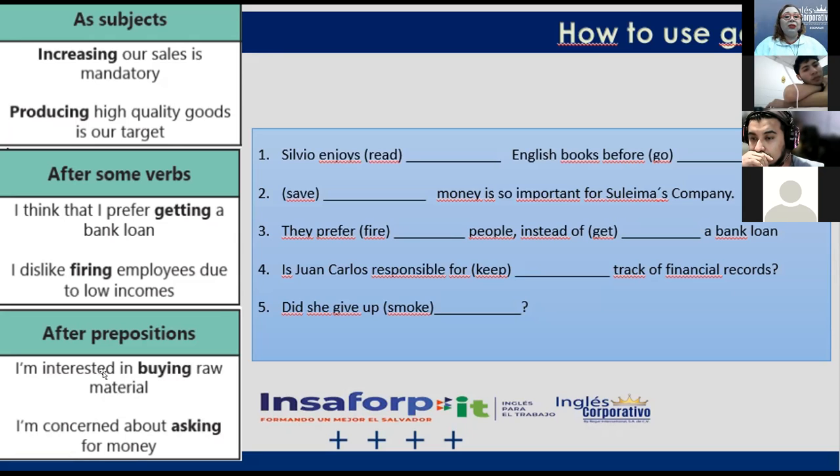Entonces, dice, I'm interested in buying raw material. Estas son frases tomadas de la conversación de ayer, ¿verdad? I'm interested in buying raw material. Veamos la última. I'm concerned about asking for money in, y luego un ing verb form. About, preposition also, ing verb form. Ok, bien. Después de este pequeño recordatorio, de esta pequeña plática acerca de los gerundios y sus tres usos que vimos el día de ayer, veamos estos ejemplos que tenemos acá, ¿ok?